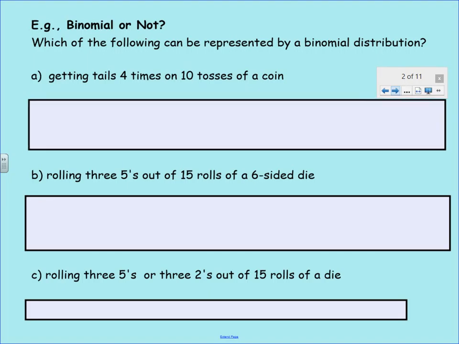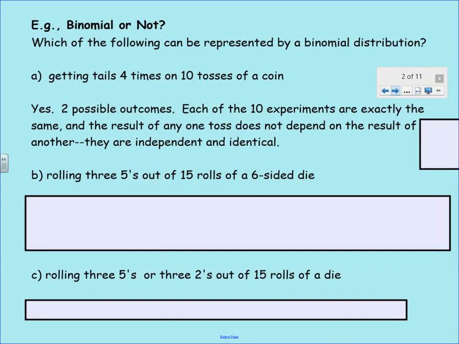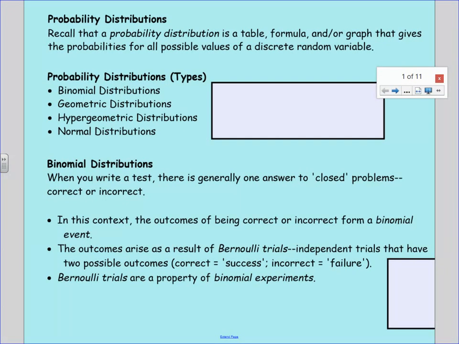If it is, then what we'll notice is that there should be two outcomes. There are two possible outcomes, and of every 10 experiments or trials of that experiment, the experiments are exactly the same. And any toss doesn't depend on the result of another. So they're independent and identical. That's a key feature. If you go back and look at the definition, you have to have two outcomes. The outcomes must be independent, and those particular trials are identical.